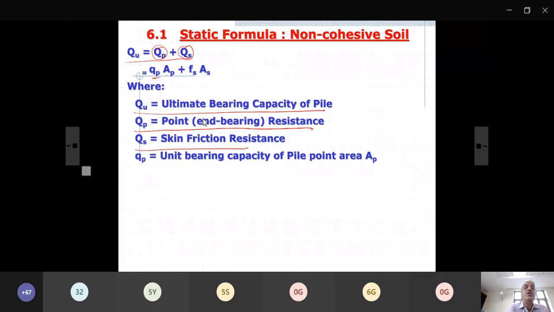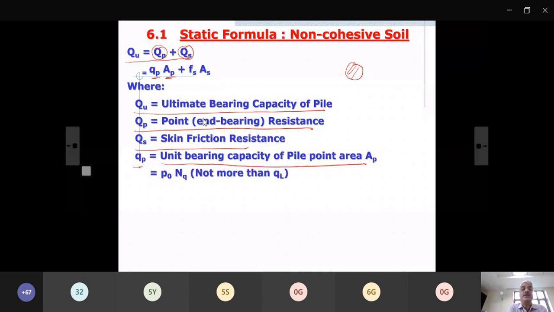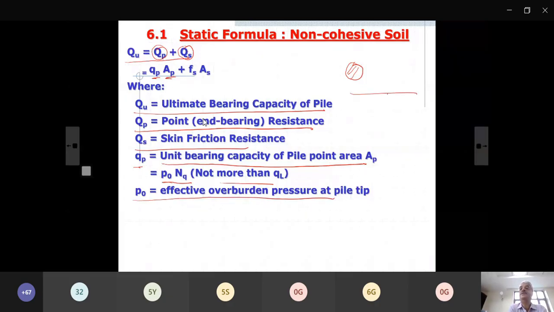Now, how do we calculate QP? QP will be equal to small qp multiplied by AP. AP is area of tip of the pile, basically the cross section. So qp is unit bearing capacity of pile for point area AP, and this is calculated like this: P0 into NQ, and it should not be more than QL. So now we will see what is P0, what is NQ. P0 is effective overburden pressure at pile tip. So if this is my pile tip, and this depth is whatever we said, then gamma times the depth is the overburden pressure at pile tip here.